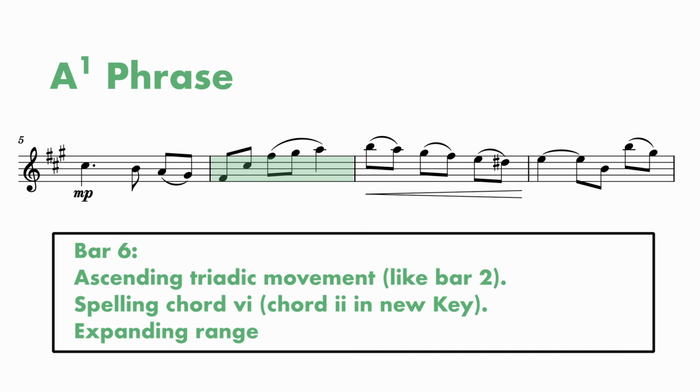In bar 6, I've kept the ascending triadic movement like in bar 2, but this time I'm spelling the chord of 6. My reason for doing this is that I know that my modulation to the dominant key is coming up, which I'll talk about shortly. And chord 6 in our given key, which is F sharp minor, acts as a pivot chord in that it is chord 2 in our upcoming new key. The triadic movement also helps me to expand the range, and I've been able to hit the A on the ledger line above the stave.